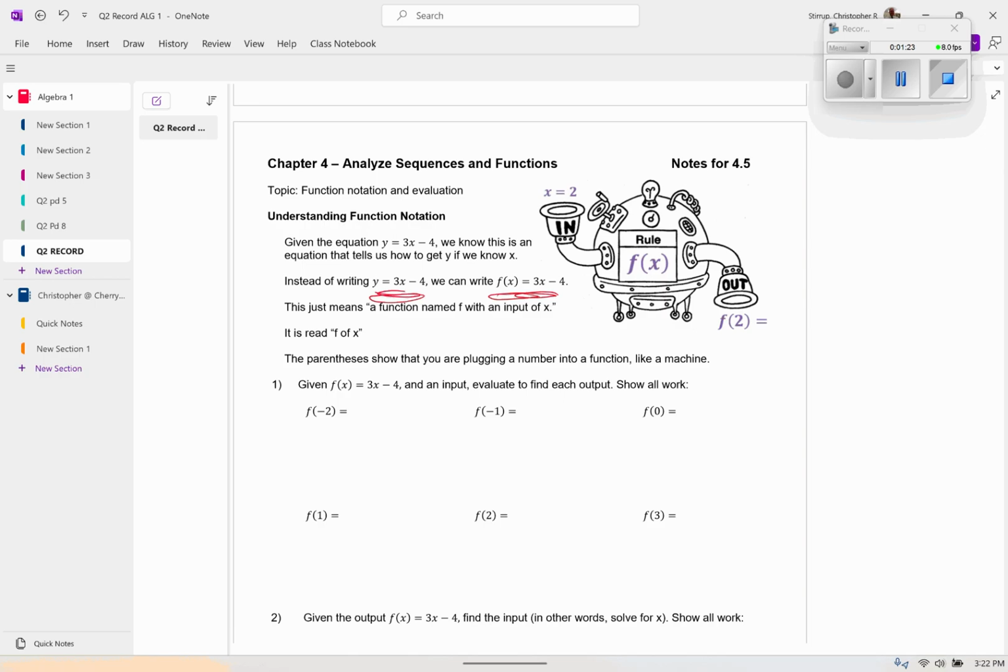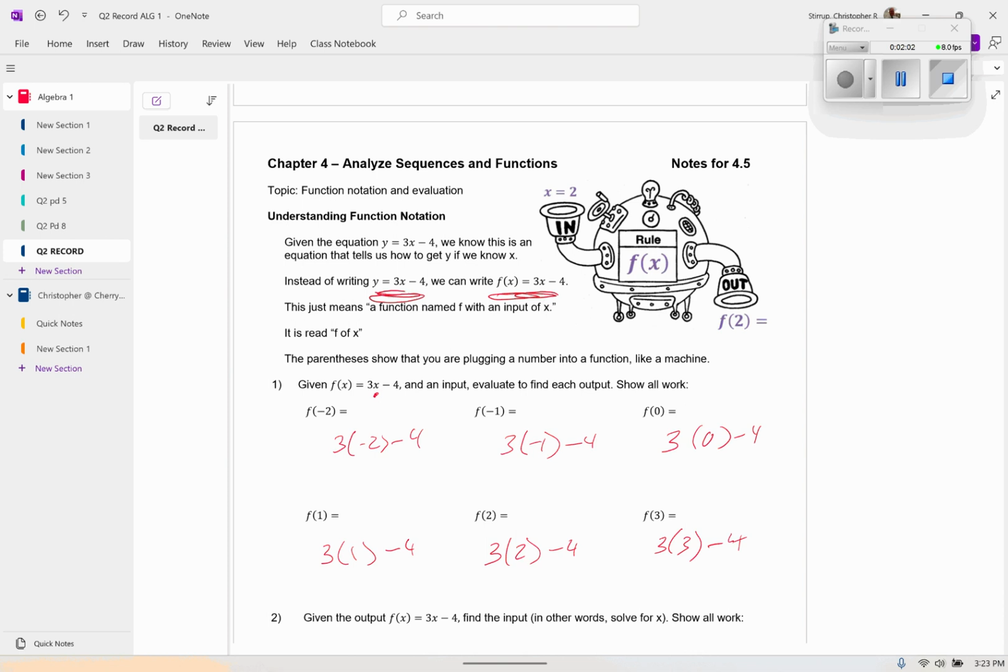All right. The parentheses show you're plugging a number into the machine. So if we were to plug into here, so this particular problem, I'm going to be replacing the x each time. And I'm just going to show you on each of these. You see how where the x was is getting changed to whatever the number is inside the parentheses. And then you do the math with it.